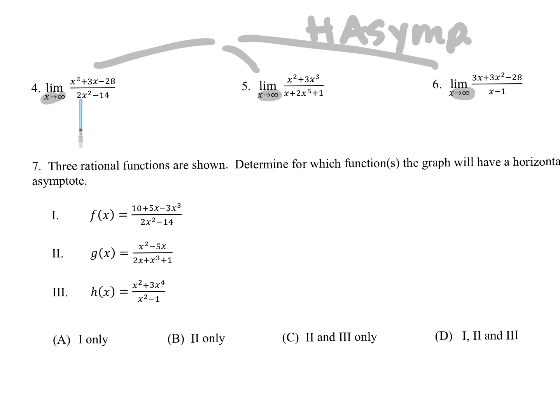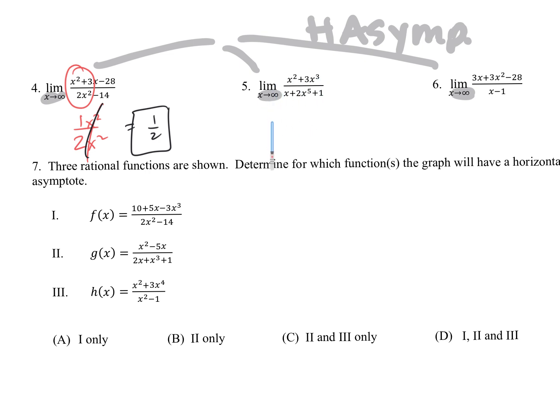What about the first one? What happens with my exponents? I'm left with 1x squared over 2x squared. My x squareds are going to cancel. What's my horizontal asymptote here? You got it. Whenever those... How about this one?